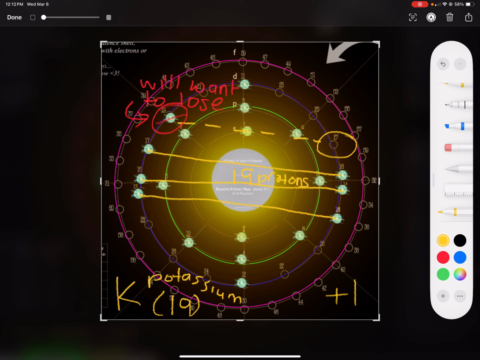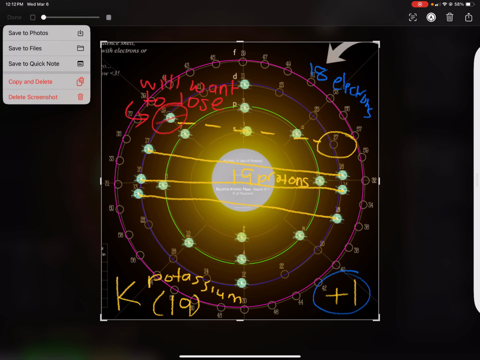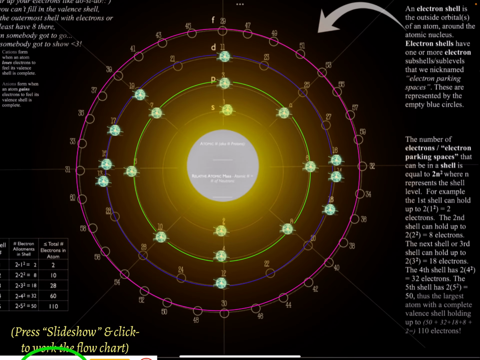And after it loses that one, it's only going to have 18 electrons. Because it's only going to have 18 electrons, that's why it has a +1 charge, because it has more protons to electrons. I get it. That's the idea. This is what you want to get. So definitely write over your electron configuration chart, because it's going to help you out.